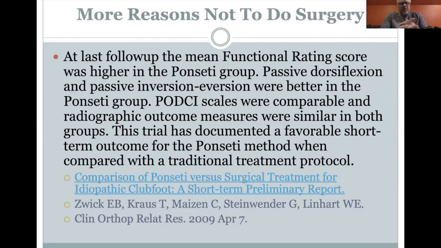There's another study by Zwick that looked at the Ponseti versus surgical treatment for idiopathic clubfoot. At the last follow-up, the mean functional rating score was higher in the Ponseti group. Passive dorsiflexion, passive inversion, and eversion were better in the Ponseti group. They were comparable in radiographic outcome measures. The trial documented a favorable short-term outcome for the Ponseti method when compared to the traditional treatment protocol, which was a posteromedial release.